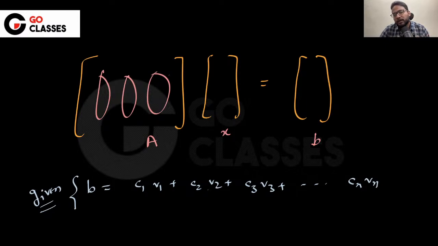Could be anything. This is given to me, which means one of the solutions. Can anyone tell me one of the solutions? One of the solutions is this: C1, C2, C3, right? Like that. This is one solution. That's what they have given. Now they are claiming that this is the only solution.